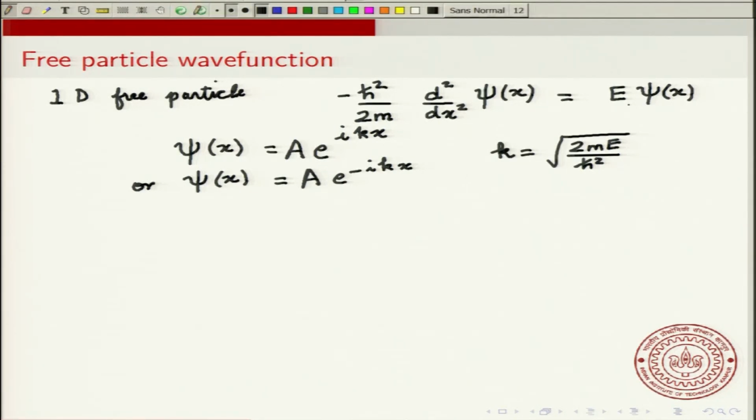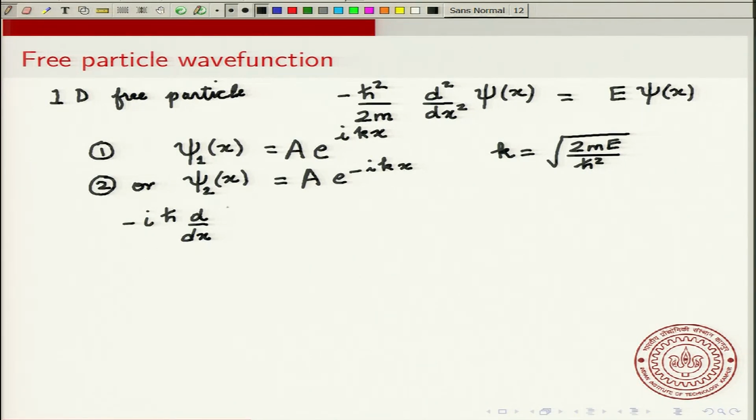What do these two wave functions represent? Let me call the first one psi 1 and the second one psi 2. Now if you take psi 1 of x and calculate the momentum, how do you calculate the momentum? You operate by the momentum operator. The momentum operator is minus i h cross d by dx.